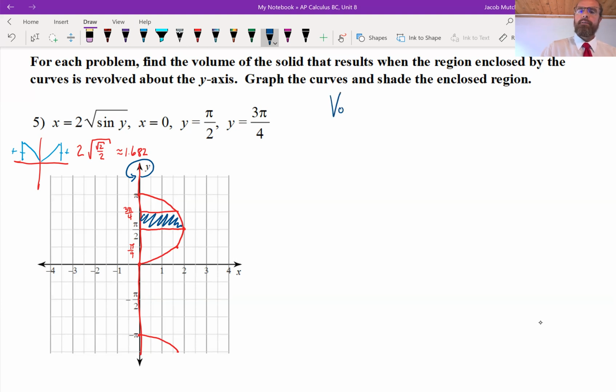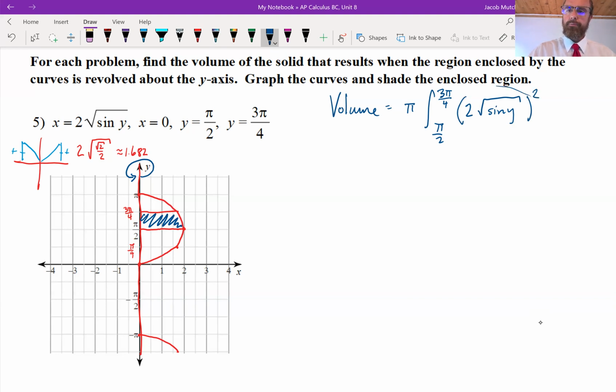The volume here is going to be equal to pi integrated from pi over 2 to 3 pi over 4. And then we'll put our relation, which is 2 times the square root of sine of y, and that we're going to square, again, because that's really radius squared, pi r squared, dy.